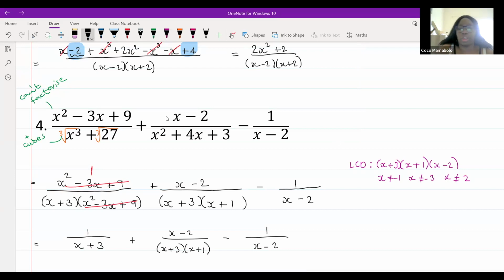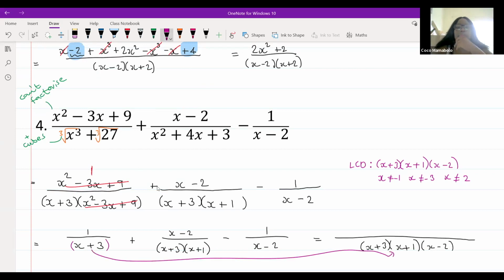Excellent. All right. I'm going to carry on over here because I'm going to run out of space in just a second. So I'm going to take everything and put it over one big denominator. And that's going to be x plus 3, x plus 1, and x minus 2. Right. So in this first denominator, what are we missing from my LCD? What are we missing? We're missing x plus 1 and x minus 2. Excellent. So we're going to multiply the top by x plus 1 and by x minus 2. And again, yes, are we all okay with ma'am not using the 1? Are we all cool with that?